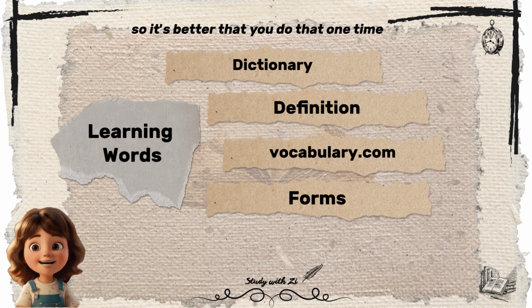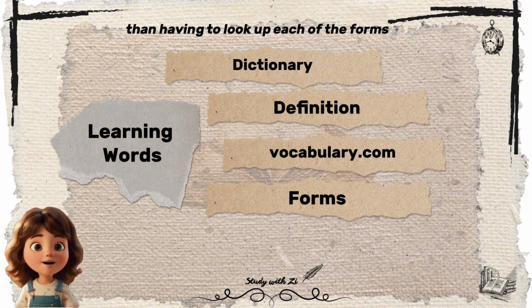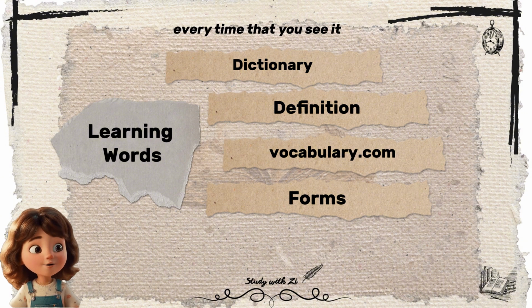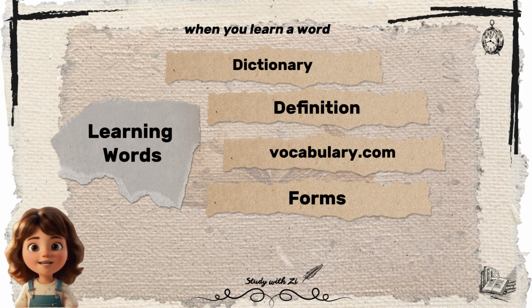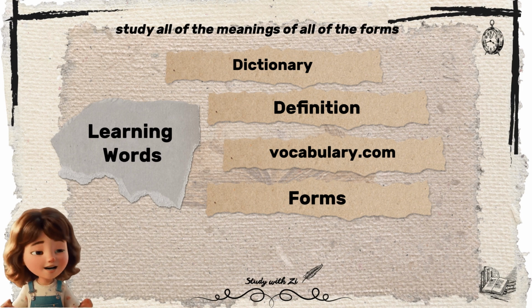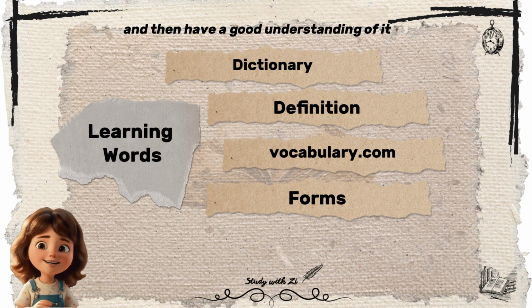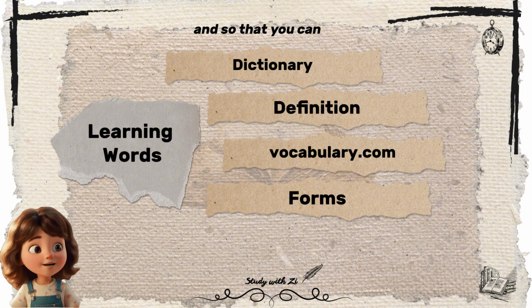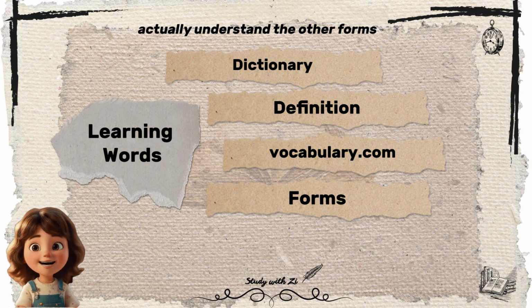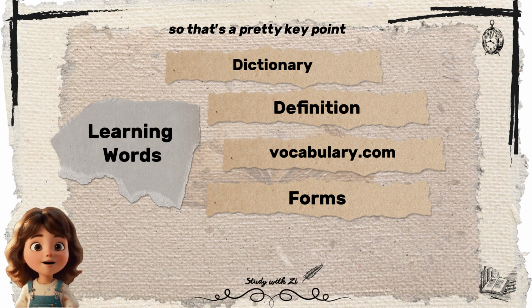Okay? So it's better that you do that one time than having to look up each of the forms every time that you see it. It's kind of a waste of time. Better if you, when you learn a word, find all of the forms of the word, study all of the meanings of all of the forms, and then have a good understanding of it so that you can use it in the future and so that you can actually understand the other forms when you hear the other forms. Okay? So that's a pretty key point.